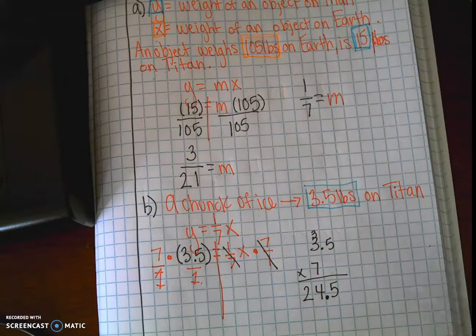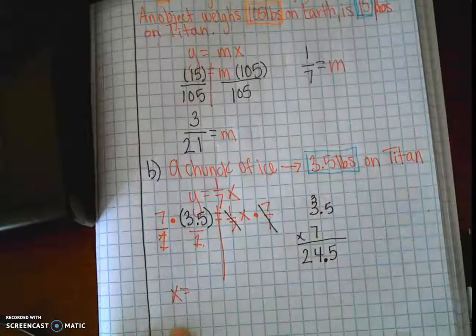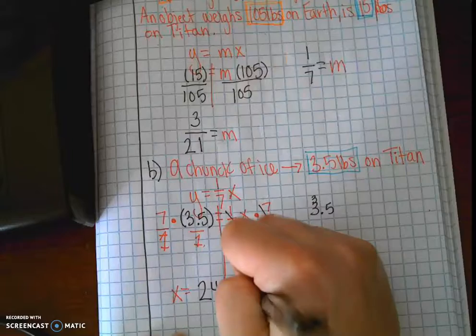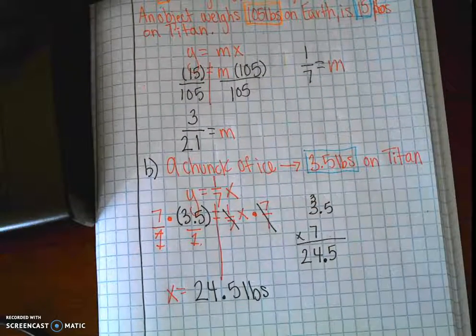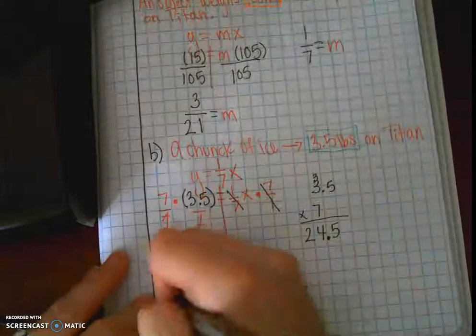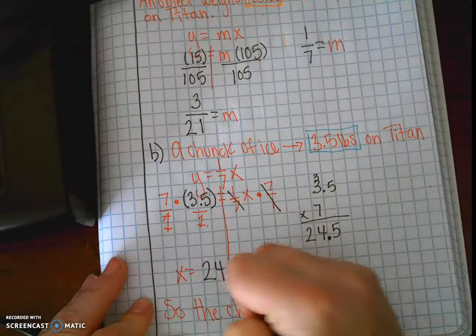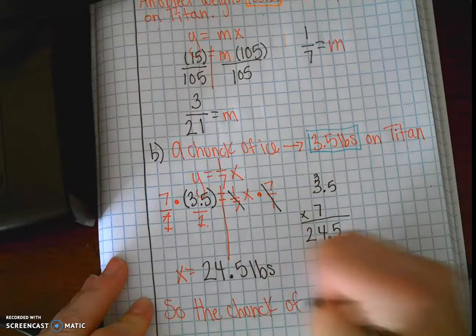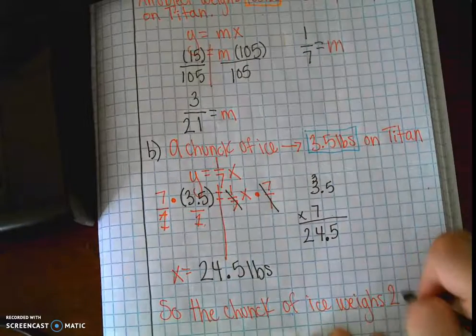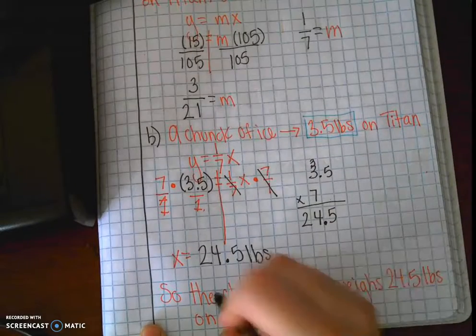That means our answer for this is x equals 24.5 pounds. Okay, so our object weighs 24.5 pounds on Earth. So I'm just going to write that at the bottom. So the chunk of ice weighs 24.5 pounds on Earth.